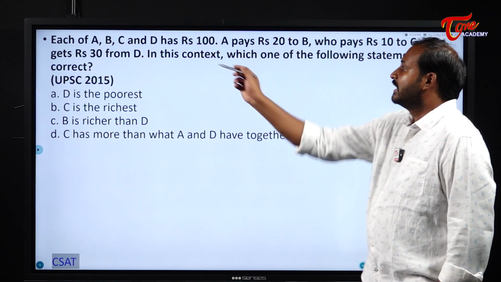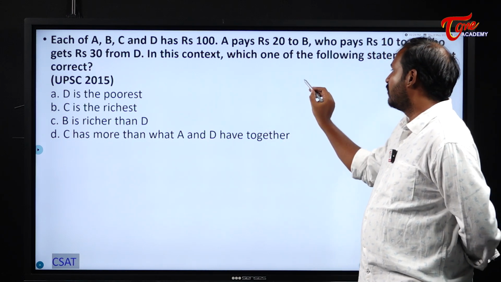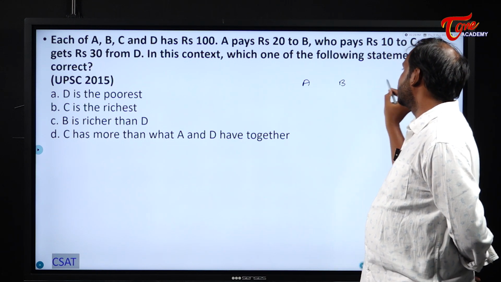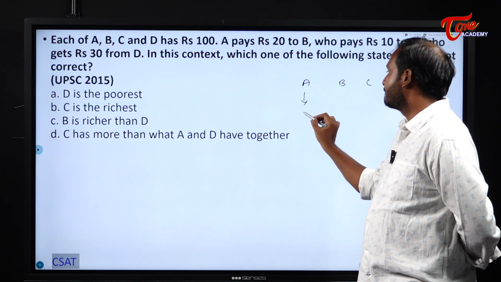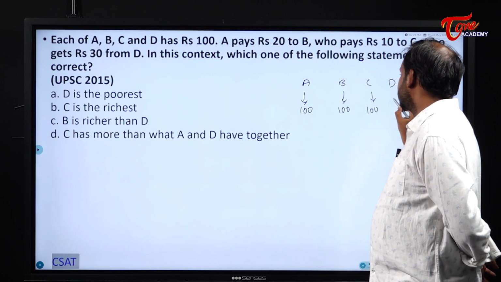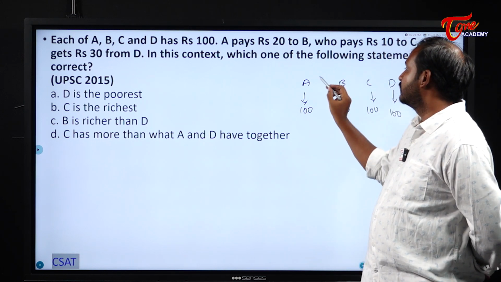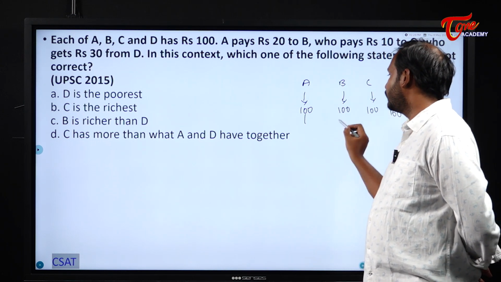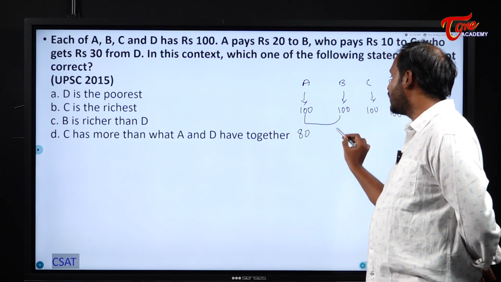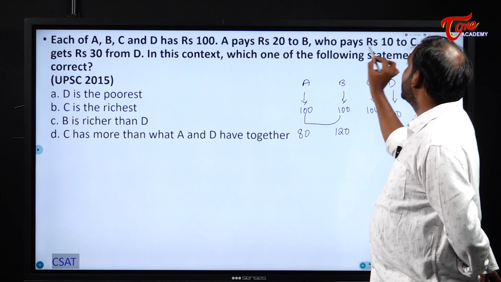Next one. Each of A, B, C, D has rupees 100. All 4 persons have 100 with them. A pays rupees 20 to B. That means after paying 20 to B, A will have how much? 80, and B will have how much? 120. Next, who pays 10 to C?